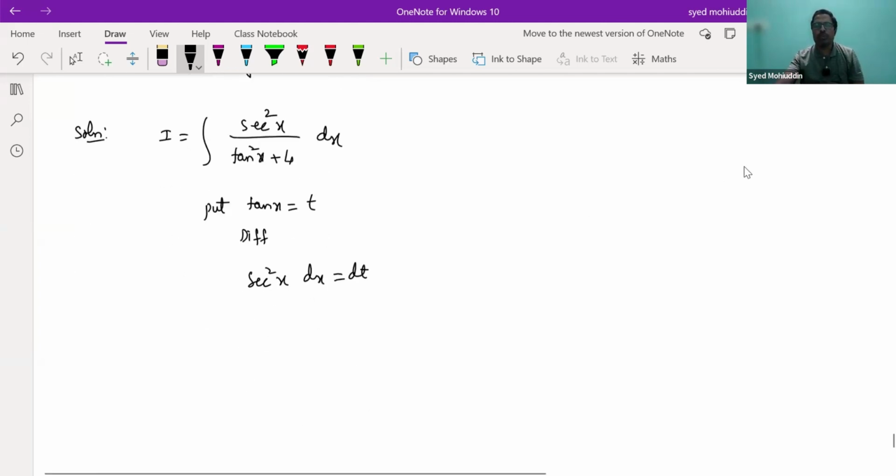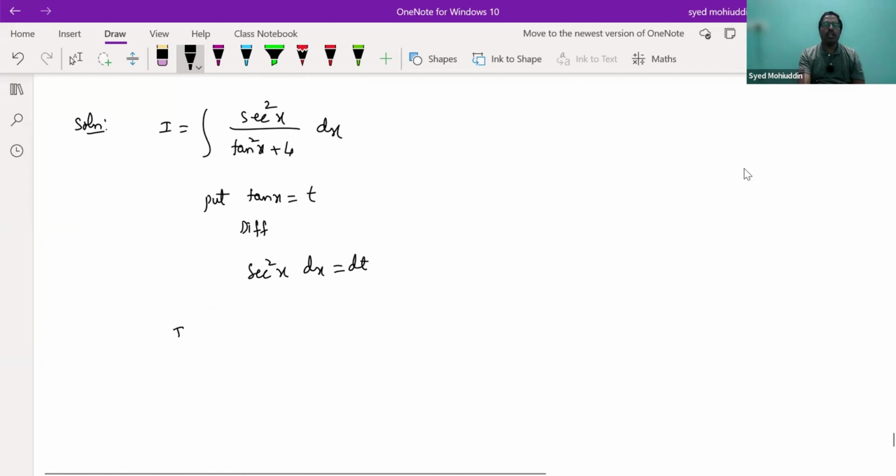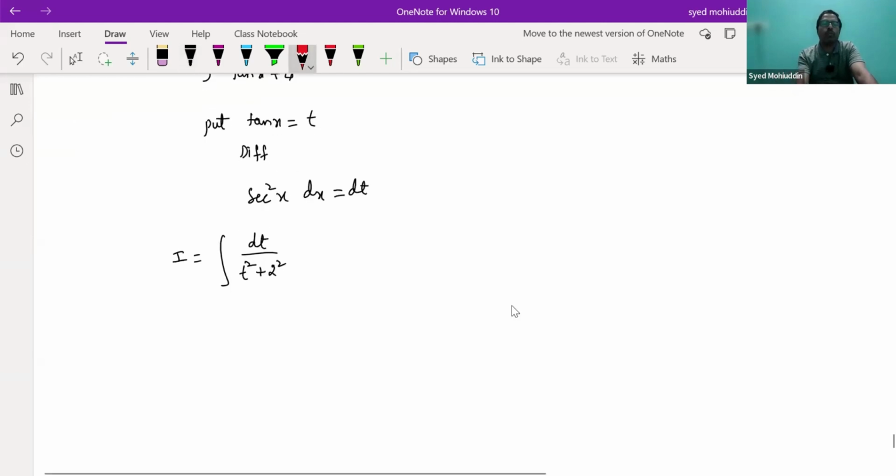So if you just try to plug in this value back there in the given integral, I'll be getting integral of secant square of x into dx, which is nothing but dt, divided by root of, as this tan value has now become t, t square plus 4. So we can write 4 as 2 square. So now I got the formula where it is in the form of x square plus a square. So we know this formula.